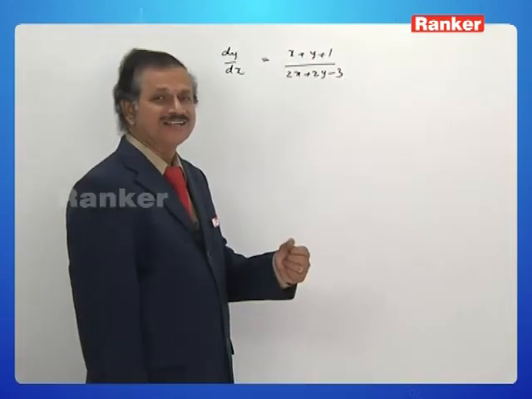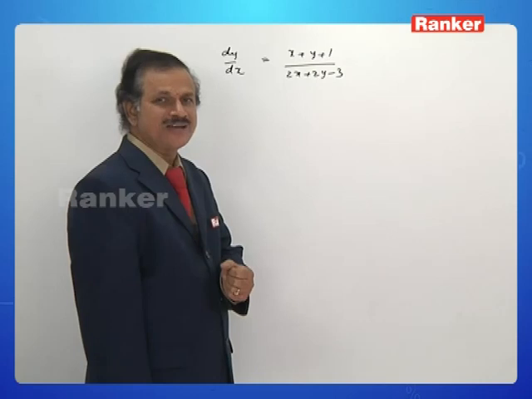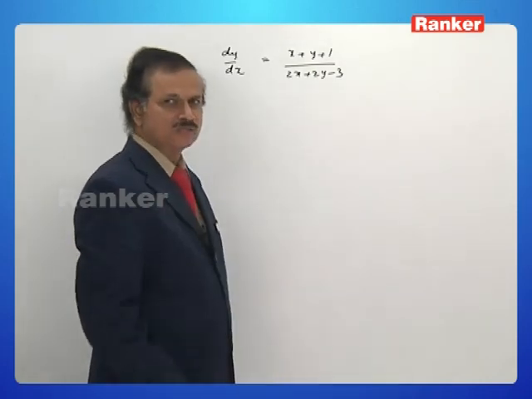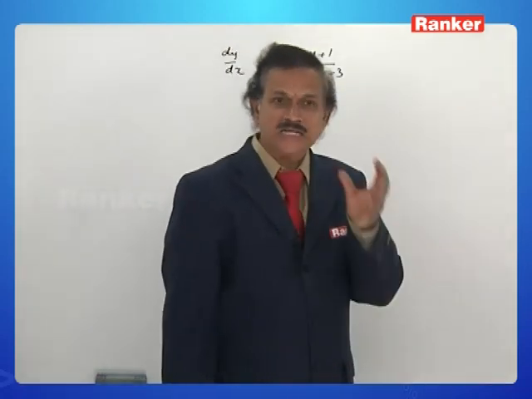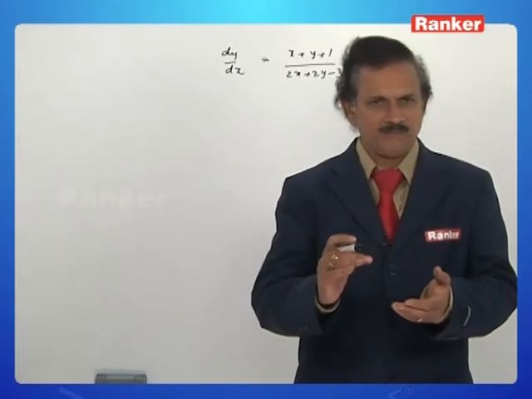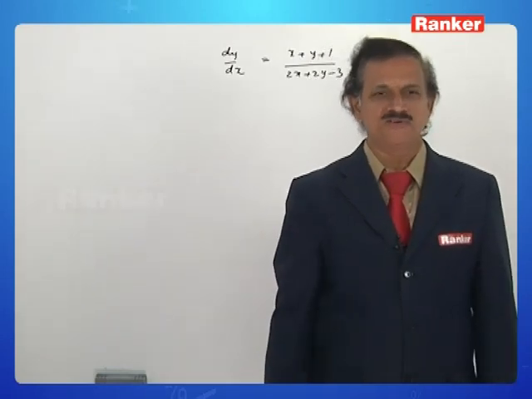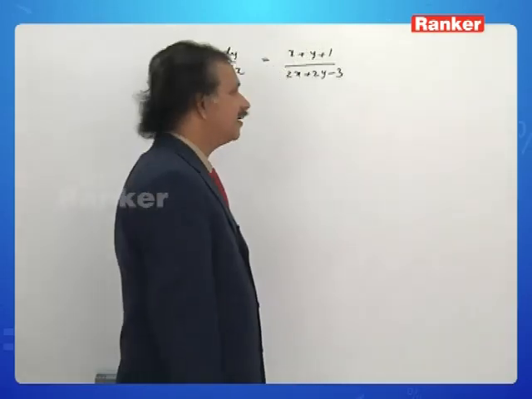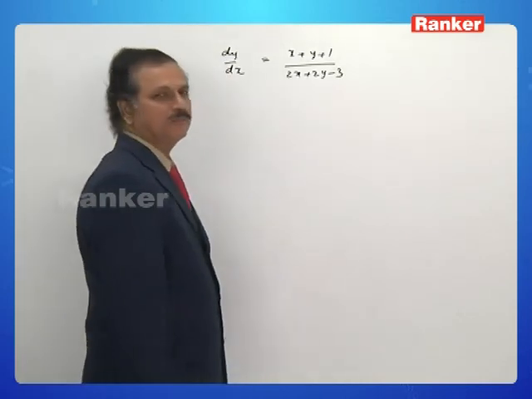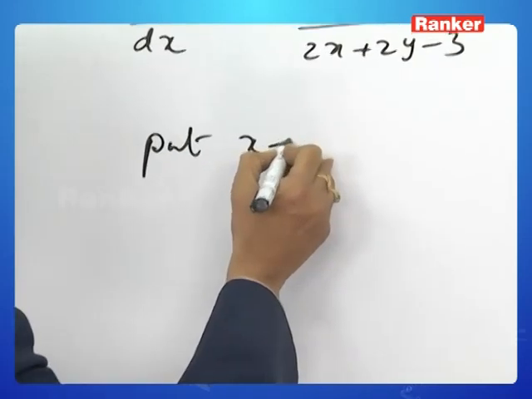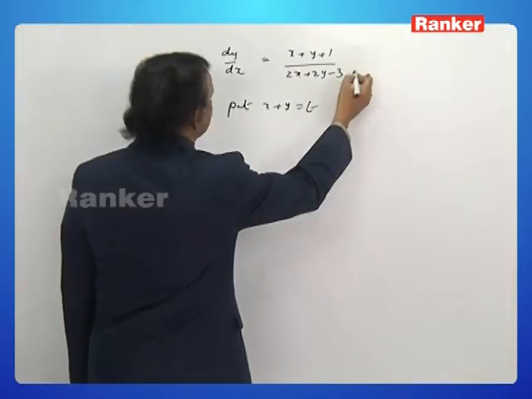Please recollect the procedure which we used in the previous problem. We supposed something as t. What is that something? That is the expression which can be observed in both numerator and denominator as a common expression, isn't it? What is the so-called common expression here? x plus y. That's good. Put x plus y is equal to t.